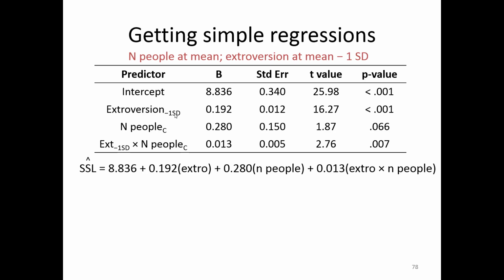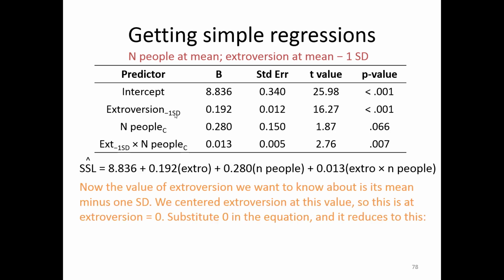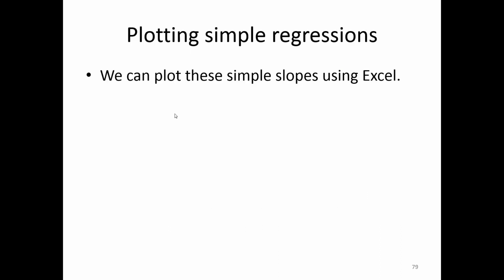Okay, and then here's our regression equation now with extroversion centered at the mean minus 1 standard deviation. So now we can substitute 0 in here since we centered at that value, and it reduces to this right here. So there's our simple regression equation for predicting satisfaction with social life from number of people talked to at a low value of extroversion, 1 standard deviation below the mean.